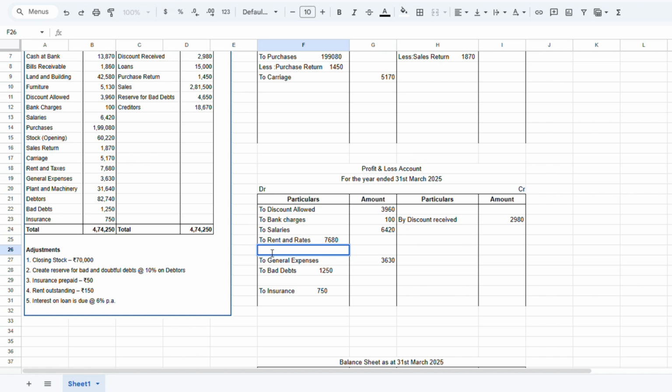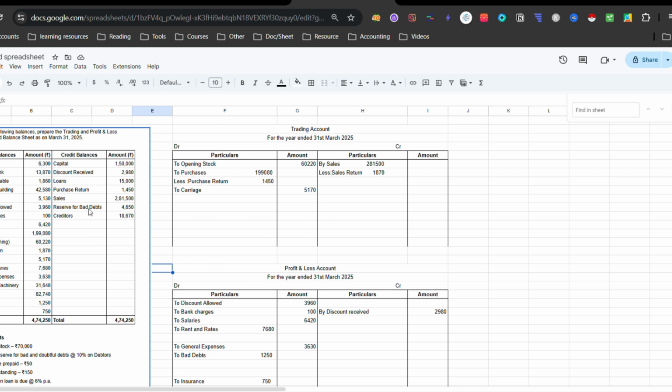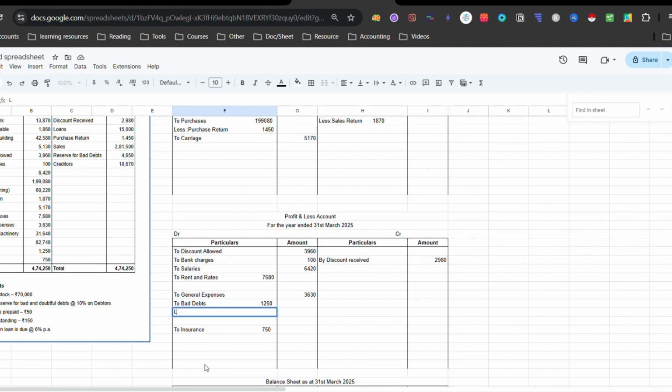Next we have reserve for bad debts. There is another entry, that is reserve for bad debts, adjustment for bad debts. I'll just move it to the next column. Reserve for bad debts is 4,650. It means the company will keep reserves in case the customer does not pay. So it is profit and loss account. We will deduct it from bad debts, so less reserves for bad debts.